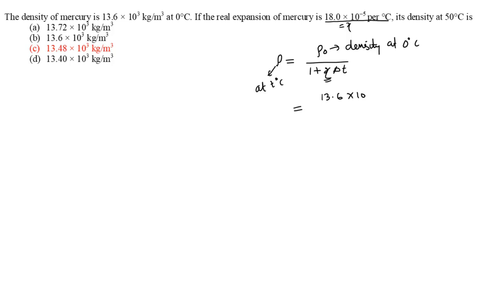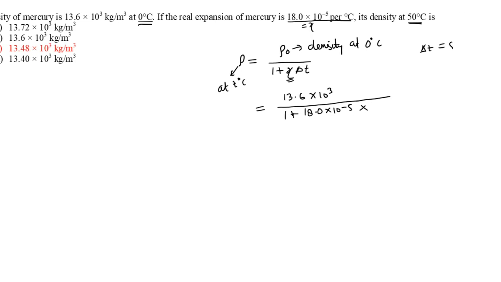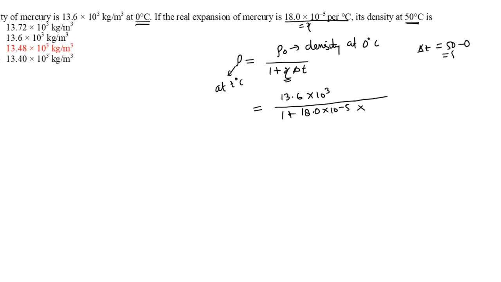So we can put the value: 13.6 times 10 to the power 3, times (1 plus 18.0 times 10 to the power minus 5, and the rise in temperature is 50 degrees Celsius, because the initial temperature was 0 and the final is 50). So delta T is 50 minus 0, I mean 50 degrees Celsius. So I can put it here.